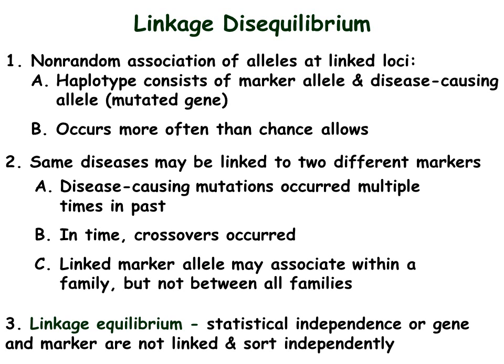Linkage equilibrium, then, is a statistical independence of a gene and a marker so that they are not linked and they sort independently. So linkage disequilibrium is going to be a non-random association of a marker and a mutation, and the linkage equilibrium will be these two. I guess the best way of saying it is these two markers are independent.